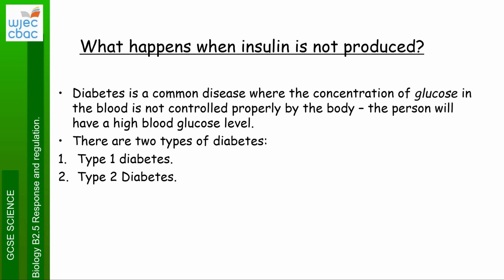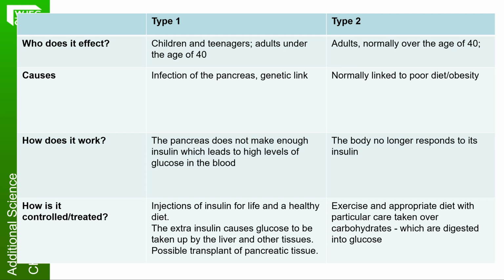There's actually two types of diabetes, and we're going to have a look now at the difference between the two types. So we've got type 1 diabetes and type 2 diabetes. So you have this table on page 23, which you're going to need to fill in this information. So for type 1 diabetes, this is the one that will be usually identified when someone is quite young, so when they are children or teenagers, or sometimes with adults as well, but they tend to be under the age of 40.